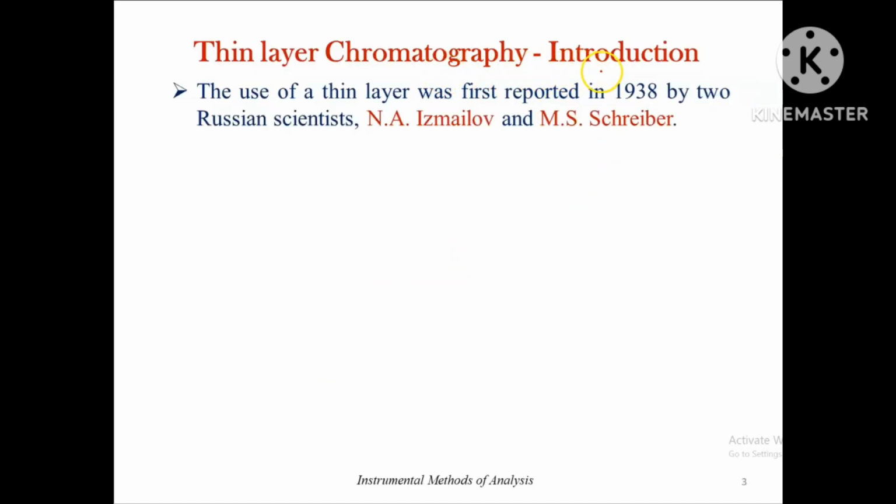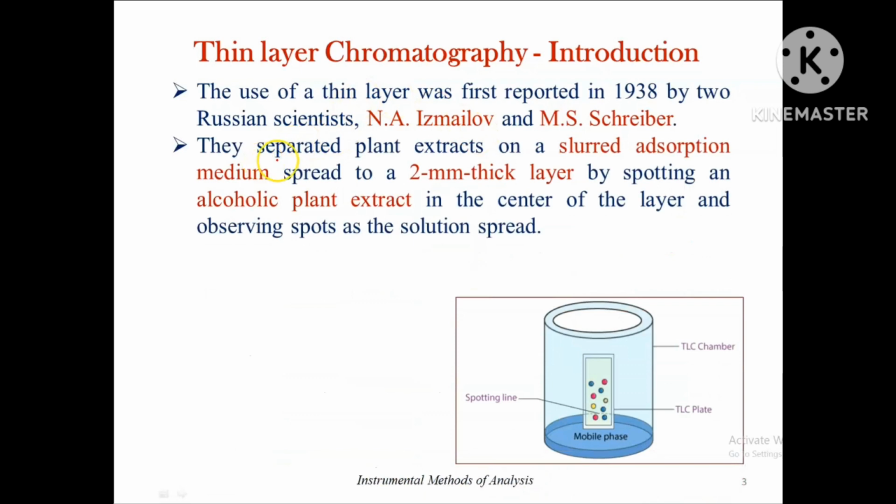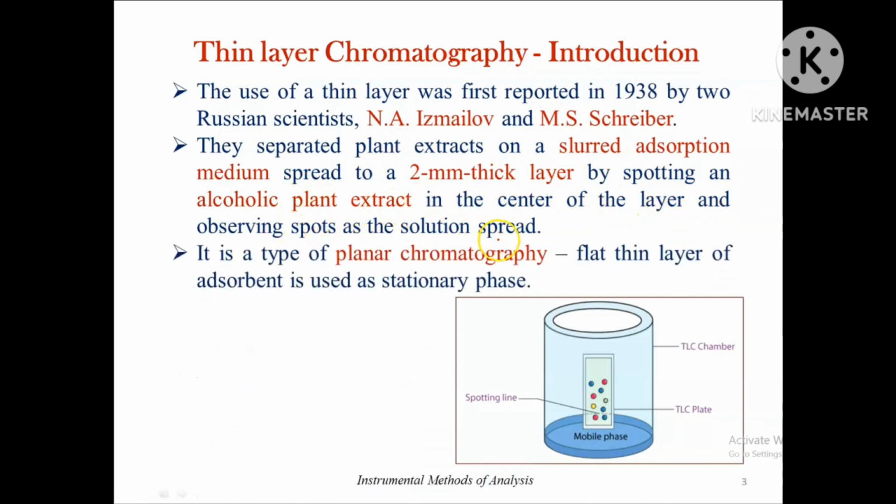A brief introduction about thin layer chromatography. The use of thin layer was first reported in 1938 by two Russian scientists, Izmailov and Schreiber. They separated plant extracts on a slurried adsorption medium which was spread to a 2 mm thick layer, by spotting an alcoholic plant extract in the center of the layer and observing the spots as the solution spread.